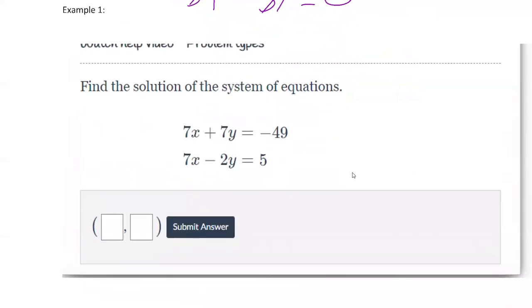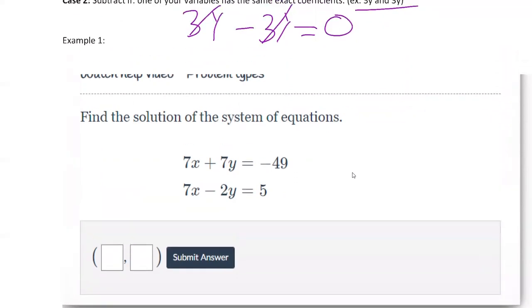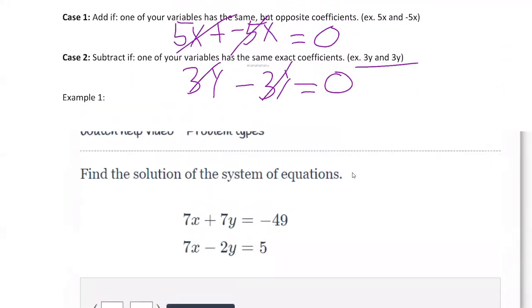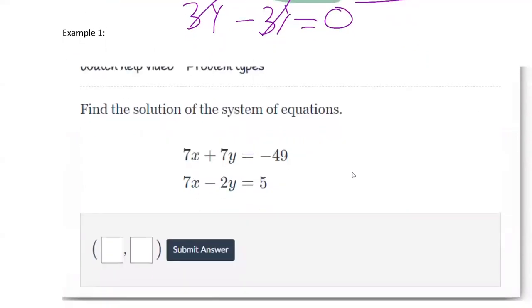All right, so example 1, we have 7x plus 7y equals negative 49, and 7x minus 2y equals 5. So we want to look at our coefficients and see, do we have either case 1 or case 2? Looking at the y's, 7y and negative 2y, you have different coefficients. So the y's aren't looking too helpful, but the x's, on the other hand, you have 7x and 7x. If you have the same exact coefficients, we're going to subtract. So we're going to subtract these two equations. When we subtract, we have to subtract everything.